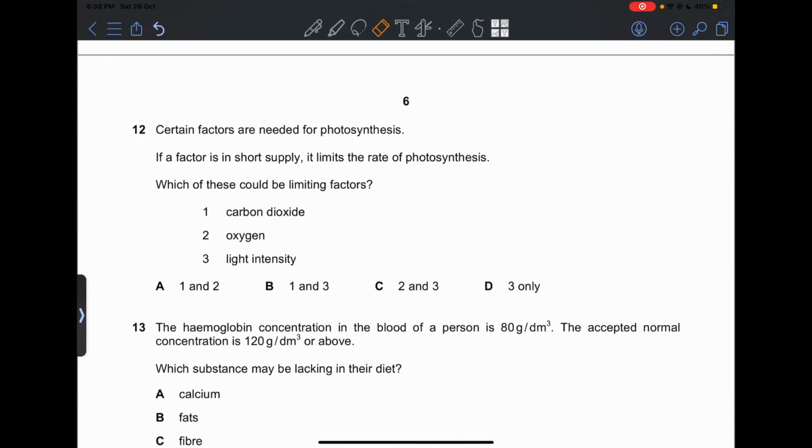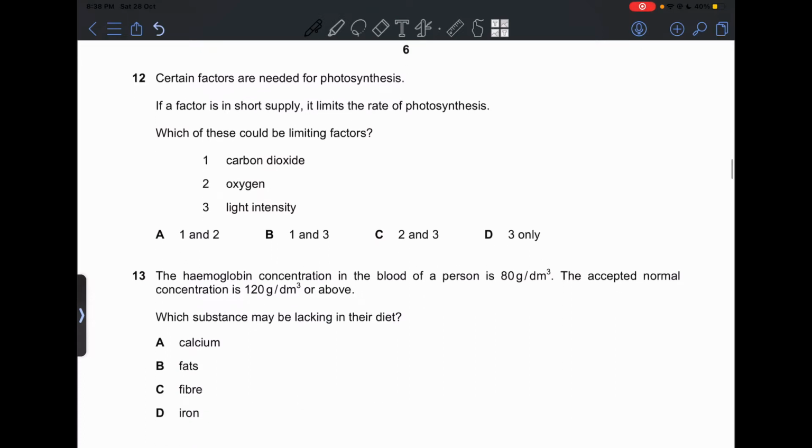12. Certain factors are needed for photosynthesis. If a factor is short in supply, it limits the rate of photosynthesis. Which of these could be limiting factors? So we know that photosynthesis needs carbon dioxide to occur, and it also needs a certain light intensity. So we're going to be choosing 1 and 3. So this is actually B.